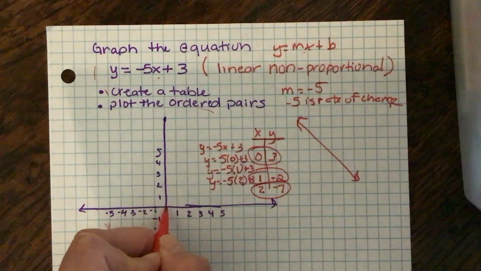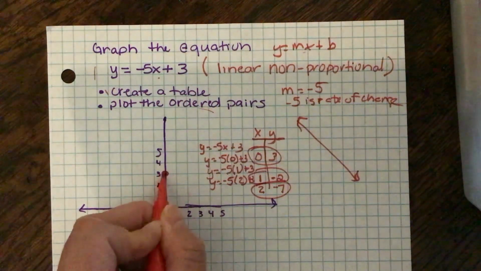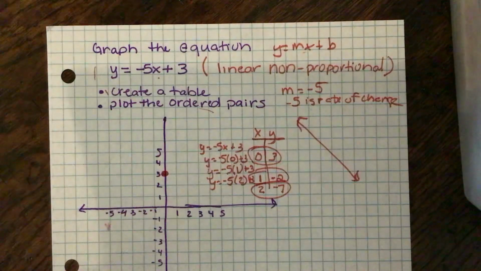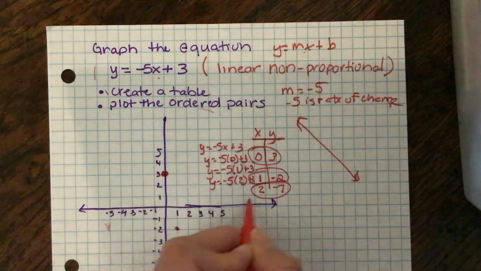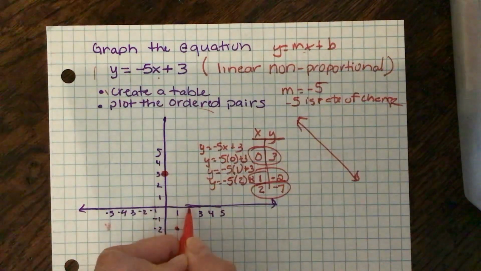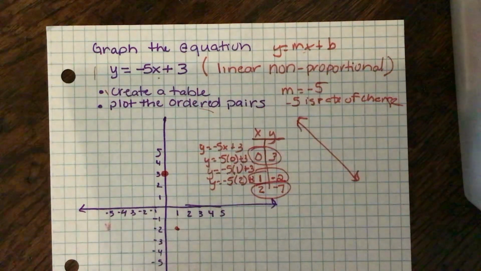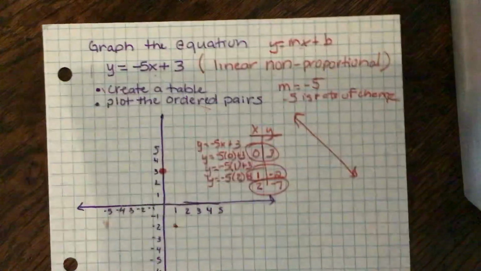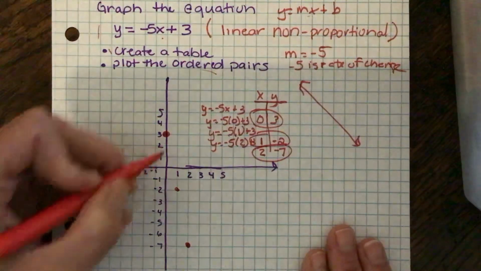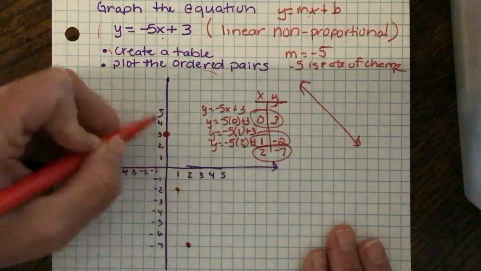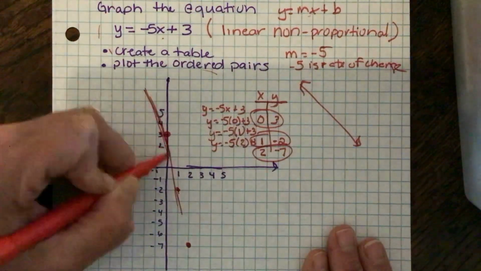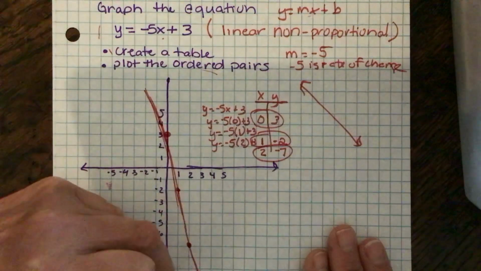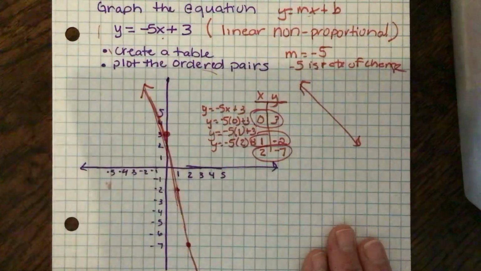So when x is 0, y is 1, 2, 3. When x is 1, y is negative 2. When x is 2, y is negative 7 right here. So there we go. I've plotted the points, and so I can connect these to show that line. It's a very steep line. I'm not doing very good. Wish I had a straight edge. But there you have it.